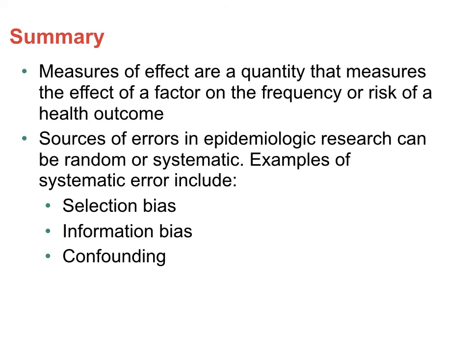To summarize what we talked about today, we talked about measures of effect, which are a quantity that measures the effect of a factor on the frequency or risk of an outcome. Then we switched to talking about interpretation issues that arise, mostly different types of biases and errors. We talked about systematic versus random error, and within systematic error, we have selection bias, information bias, and confounding. We also talked about ways that we can account for these or reduce our risk of running into those issues.